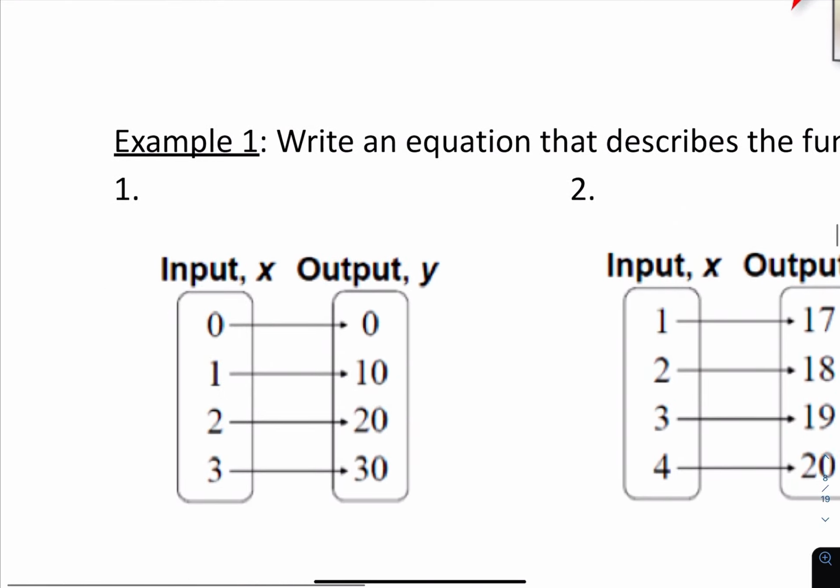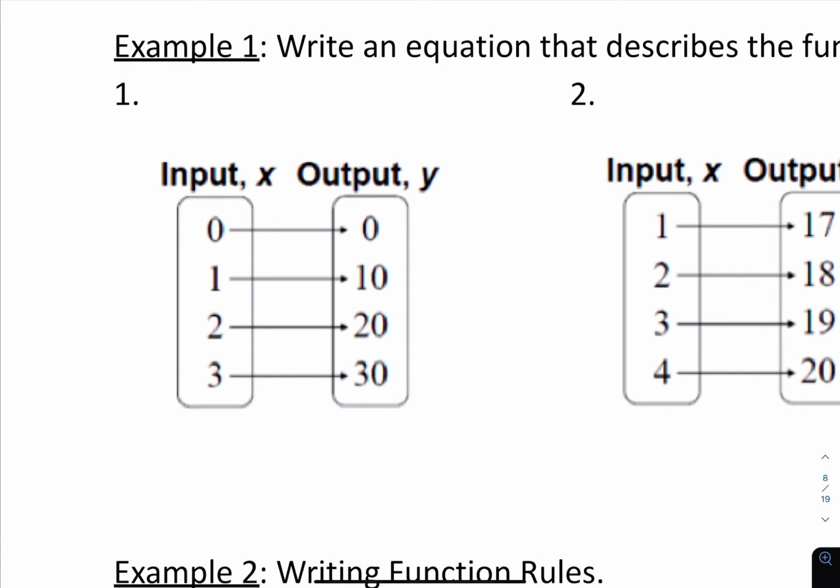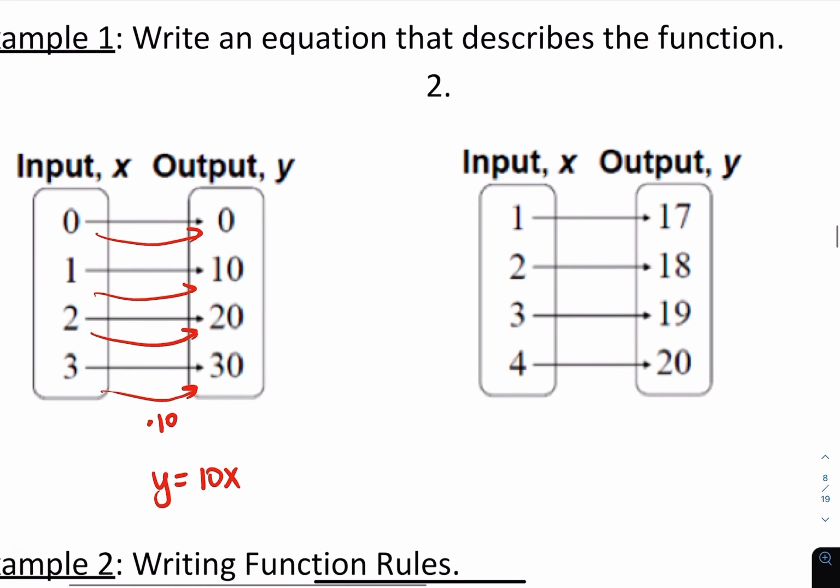So let's take a look at this example right here. If I were to take a look at the relationship between x and y, how do I go from x to y for each of these examples? It looks like I'm being multiplied by 10 every single time, right? So if that's the case, your function rule is just going to be y equals 10 times x, right? Because how do I get the value of y? You multiply the value of x by 10 to get the value of y.